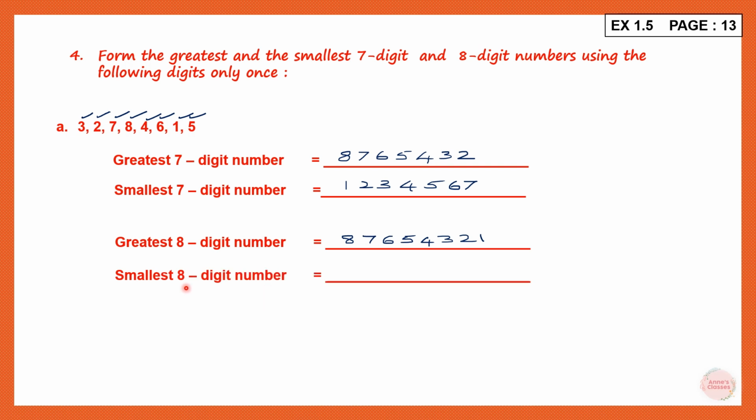Now, to make the smallest 8-digit number, we arrange from small to big. So we take all these digits and we start with the smallest one. So the smallest one is 1, and then we go from small to big. 1, 2, 3, 4. So let's write the 4 digits first. So we have 1, 2, 3, 4. And then we have 5, 6, 7 and 8. So now we have all 8 digits here. So we have formed the smallest 8-digit number by arranging all the digits from small to big.